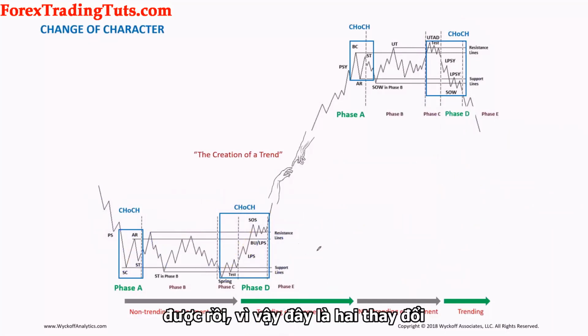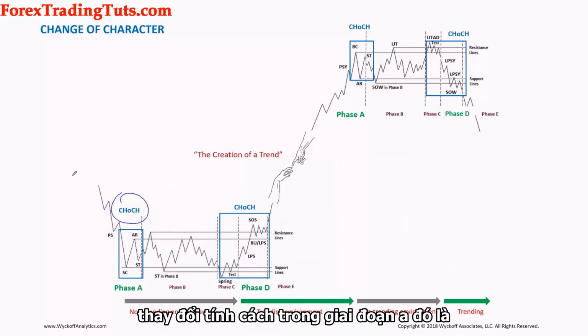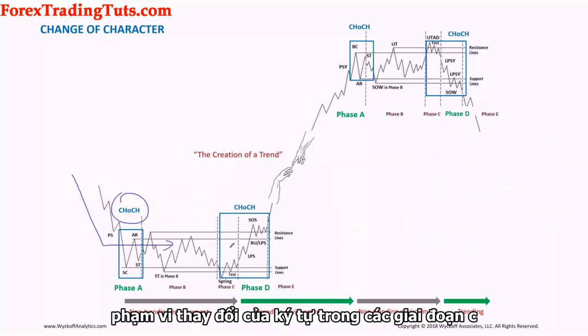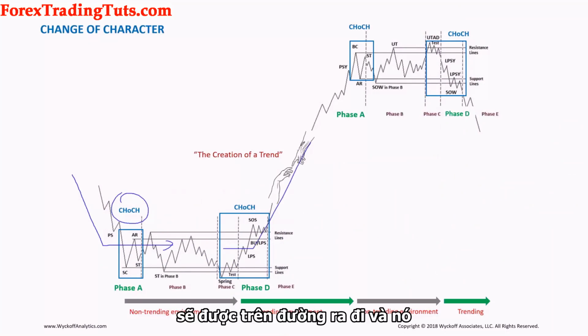All right, so these are the two changes of character. Again, change of character in phase A, that's going to be on the way into the trading range. Change of character in phases C and D is going to be on the way out. And it doesn't really matter whether it's accumulation, reaccumulation, distribution, or redistribution. It's going to unfold the same way. It's going to have some variations.